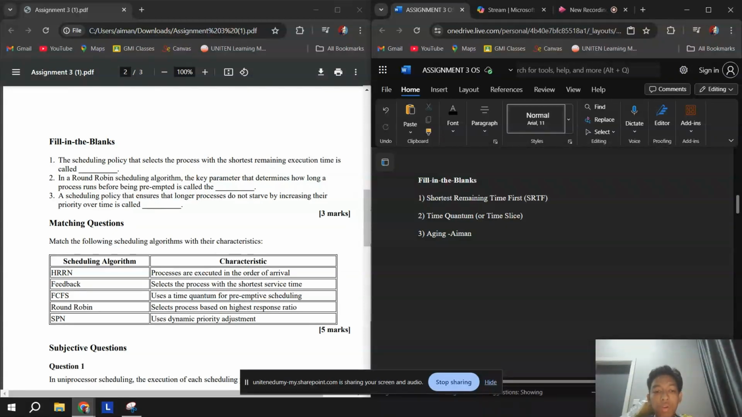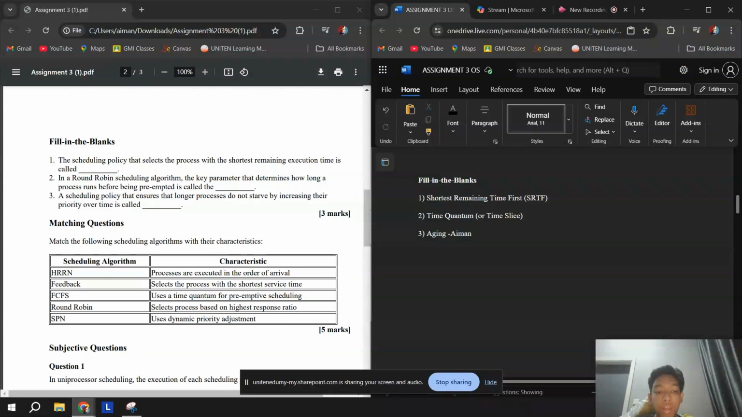Okay, we move on to the second question. In a round-robin scheduling algorithm, the key parameter that determines how long a process runs before being preempted is called the. The answer is time quantum. Time quantum, or time slice, is the fixed time limit given to each process. If a process doesn't finish within this time, it goes back into the queue, ensuring fairness among all processes.